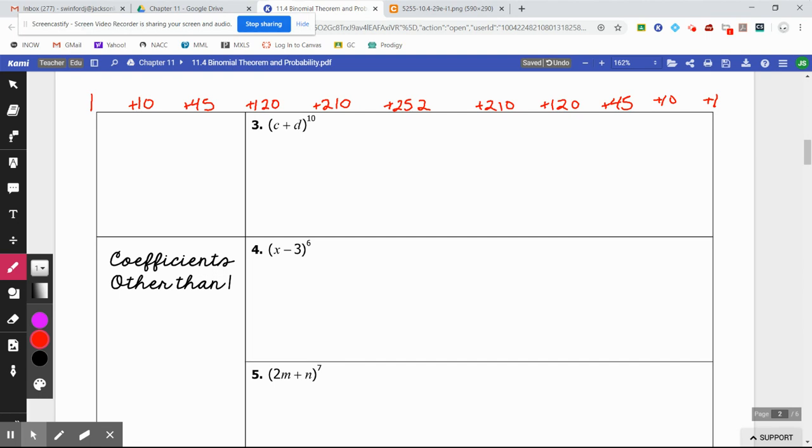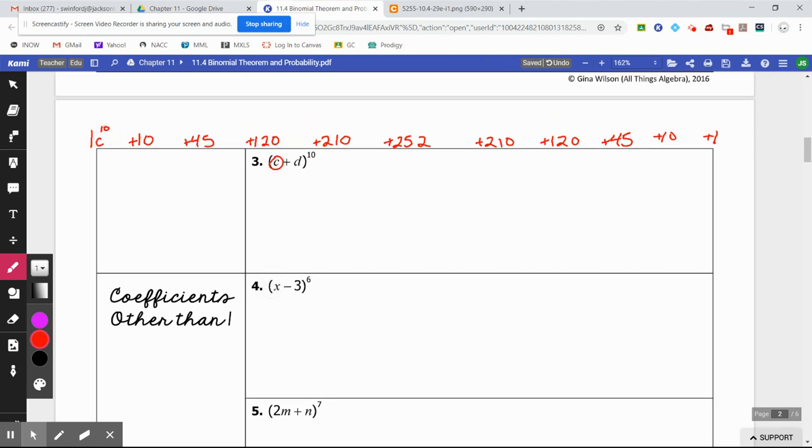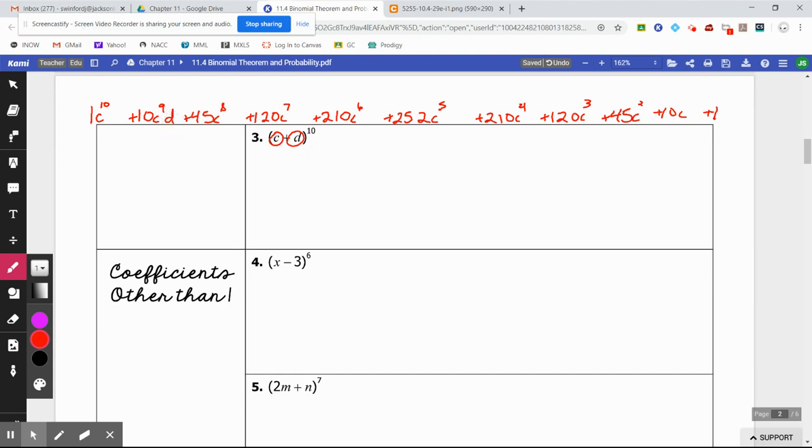So now all I've got to do, since I'm raising it to the 10th power, is take your first number. We're going to start with c to the 10th, c to the 9th, c to the 8th, 7, 6, 5, 4, 3, 2, and 1. And then you take your D's, and you can either start at the end and count down, or start at the front and count up. So have 0 D's, then you have 1 D, 2 D's, 3 D's, D to the 4th, D to the 5th.